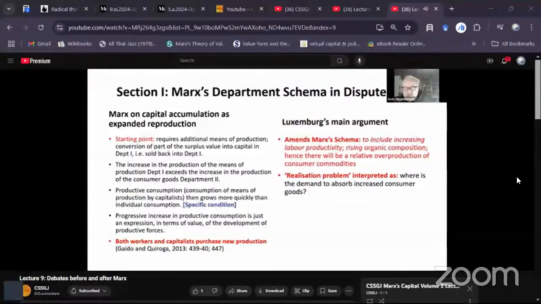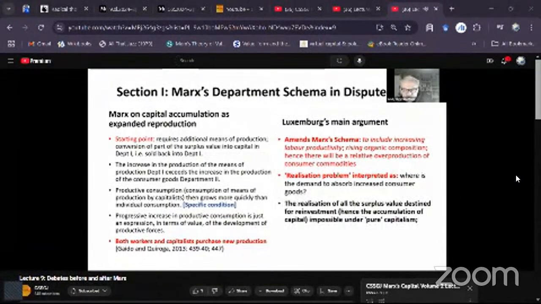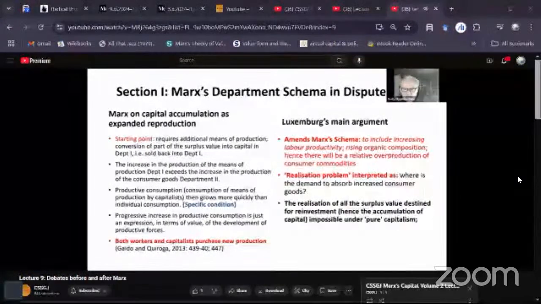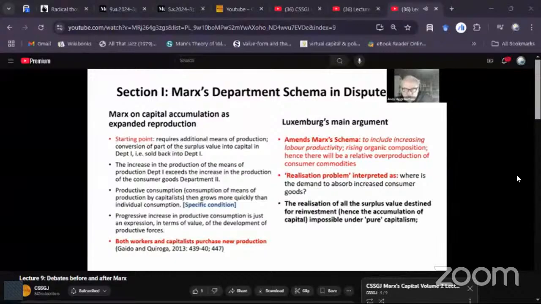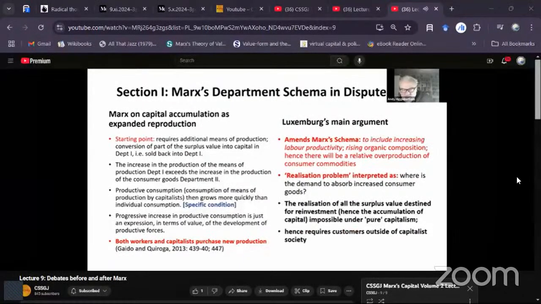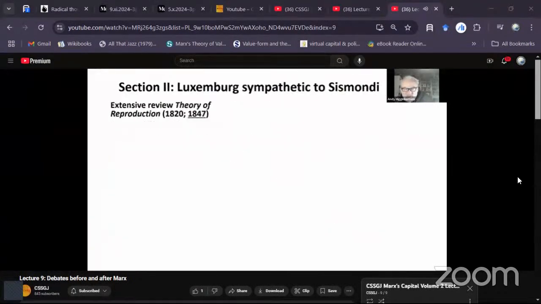And it's couched in terms of where is the demand in the society to absorb this increase in consumer goods. Now, she's saying that under pure capitalism, it's not possible for all the surplus value to be accumulated. It's just impossible, right? So capitalism has to find a way to find customers outside of capitalist society.